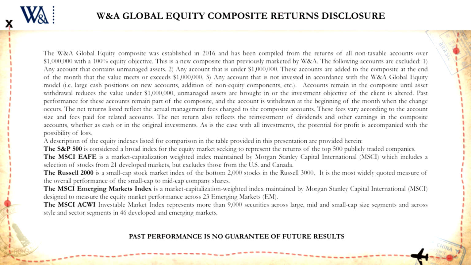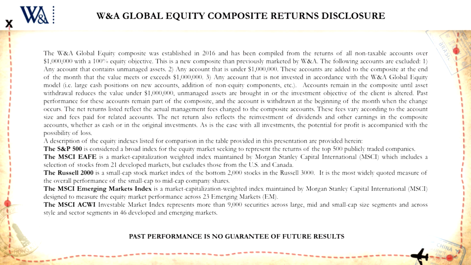Accounts remain in the composite until asset withdrawal reduces the value under $1 million, unmanaged assets are brought in, or the investment objective of the client is altered. Past performance for these accounts remains part of the composite, and the account is withdrawn at the beginning of the month when the change occurs.